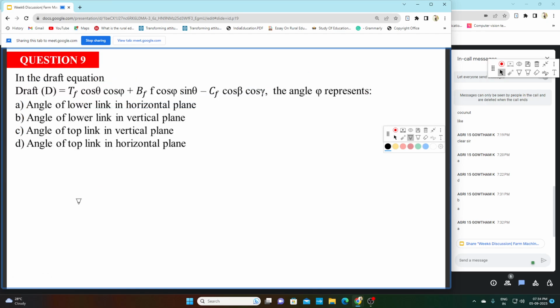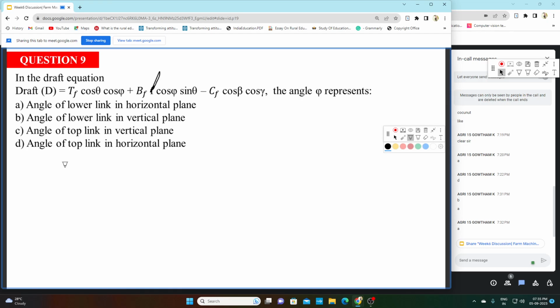Question number 9. In the draft equation, this is your draft equation, TF cos theta cos phi, BF cos phi sin theta minus CF cos beta cos gamma. The angle phi represents what? Okay, this is the question. So option A is angle of lower link in horizontal plane, option B is angle of lower link in vertical plane, option C is angle of top link in vertical plane, and option D is angle of top link in horizontal plane. So any guesses for this?